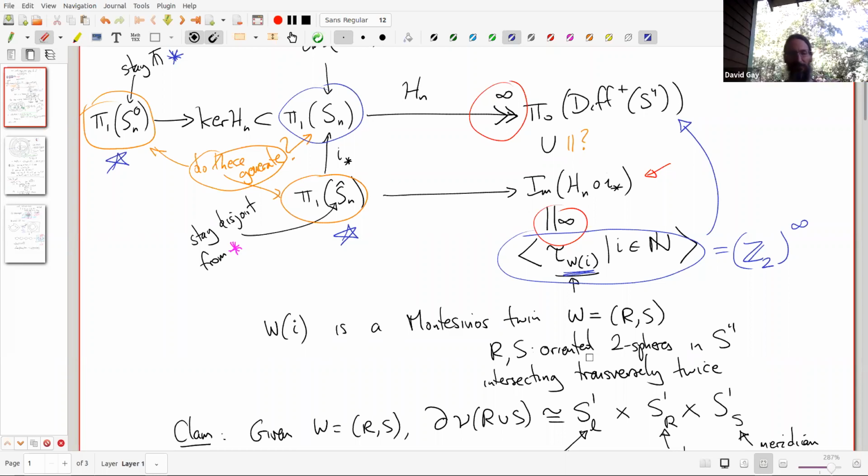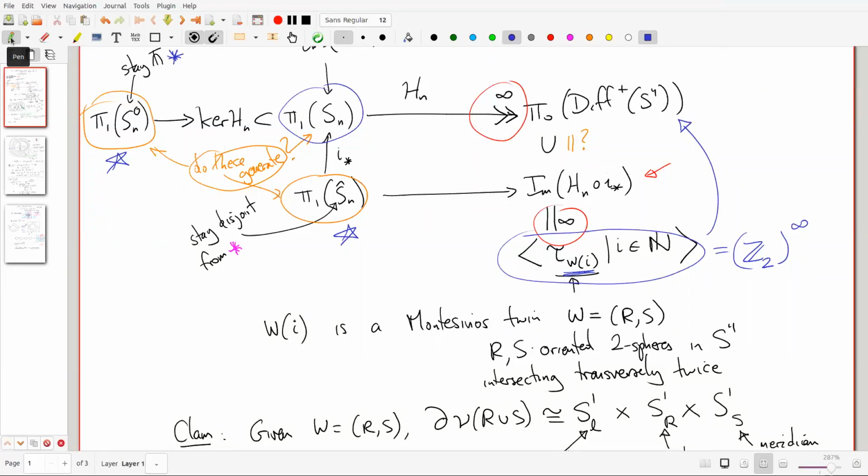This suggests that if this was onto, then any Montesinos twist would be expressed as a composition of twists along these particular Montesinos twists. I see. But it doesn't mean that any Montesinos twist would give you everything. In fact, it would mean that the twist along every Montesinos twist is order 2. And if this is really a Z2 to the infinity, then it would not generate everything. I see. Yeah.